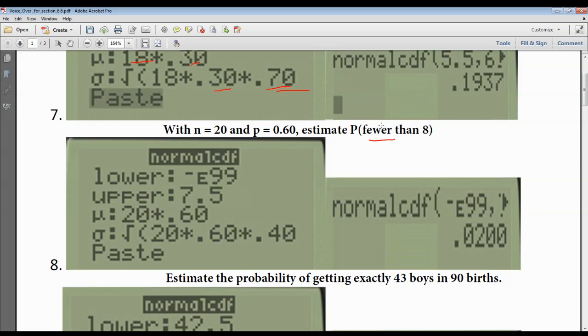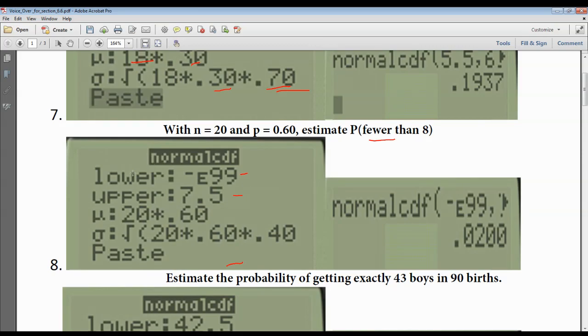So what you're doing is you get 7.5 marked on your horizontal axis and 8.5. Well, you're going to your left. Fewer than 8 does not include 8, so you've got to start at 7.5 and go all the way to your left. All the way to your left, obviously, is E99. One of these two. The only time you're not going to have E99 or negative E99 is if you're doing exactly, because then it's going to be 5.5 and 6.5.